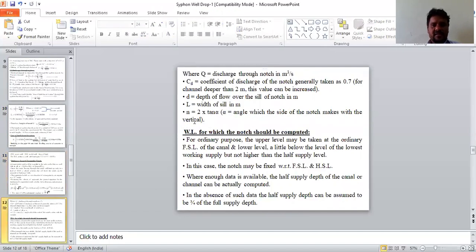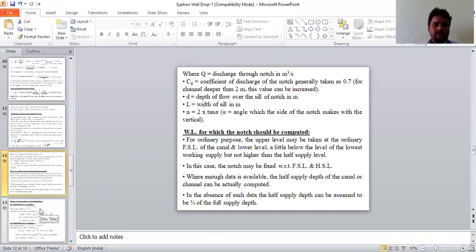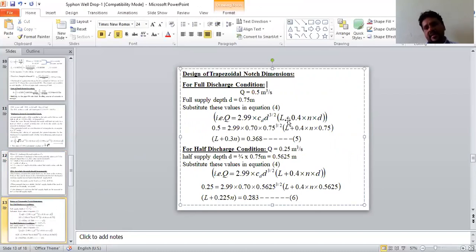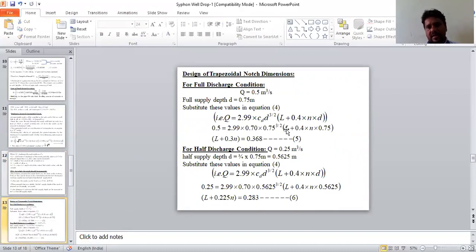Next I'll show that. These terms are given, just go through it. Now there are two conditions because we have two unknowns, right? We don't know the length of the notch and we don't know the number of end contractions. For that, we have to design for two unknowns, so we require two equations, you might know that, right? So we'll go for the full discharge condition and the half discharge condition.